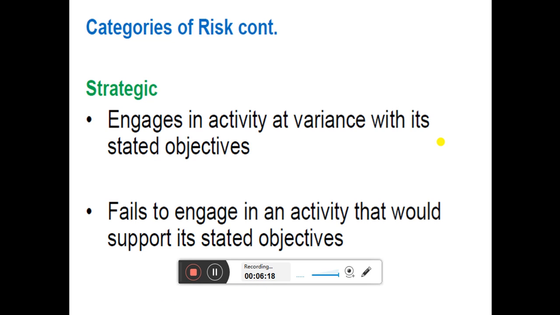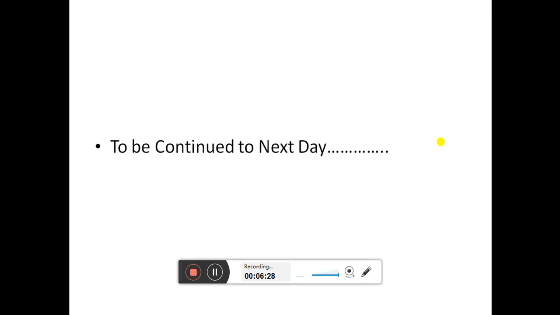Next, strategic activity. That's where the objective is so that you can overcome that risk, and then you go for the new strategy for overcoming it, and then giving the best effort.